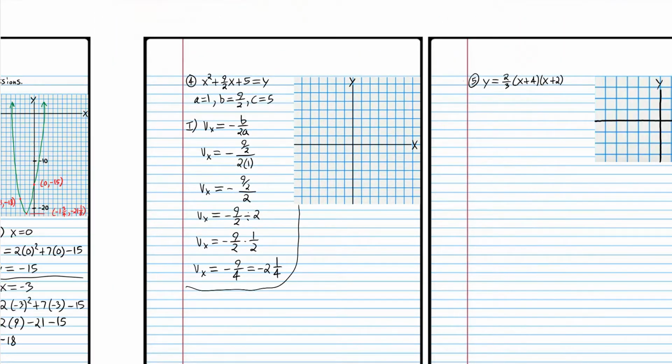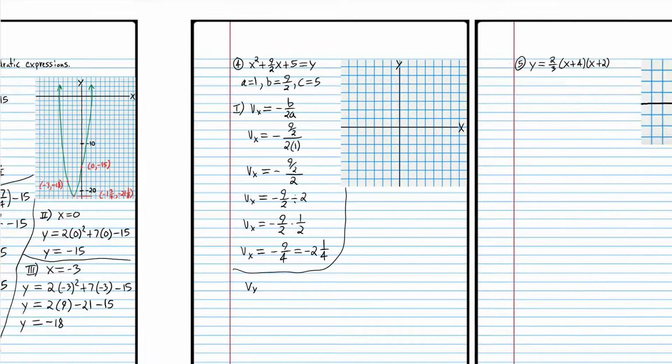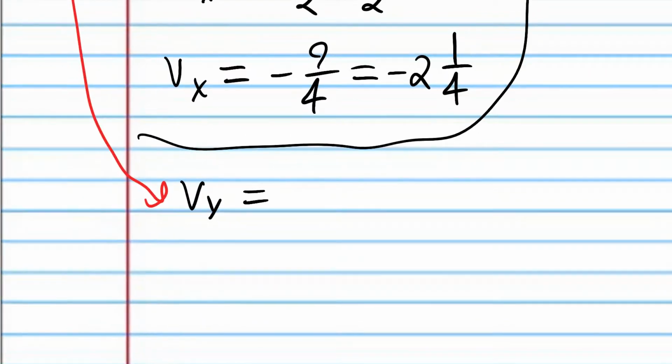And now we're ready to find the y value of the vertex. So we just plug that x value into the formula as usual. And it's easier to use the improper fraction form.